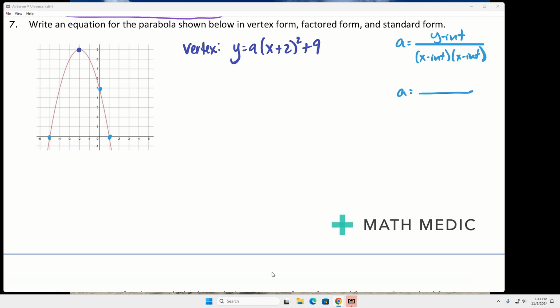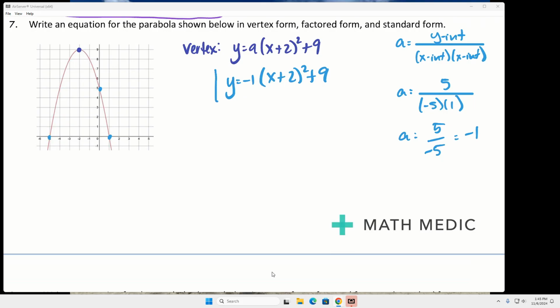All right, so we can do, what's that, 5? 5 divided by -5 times 1. Or just -1. So we were right, it is negative. Now, if you did not want to put -1 there, you can just put a negative in front of the parentheses and it's fine. Either way is fine, doesn't matter.